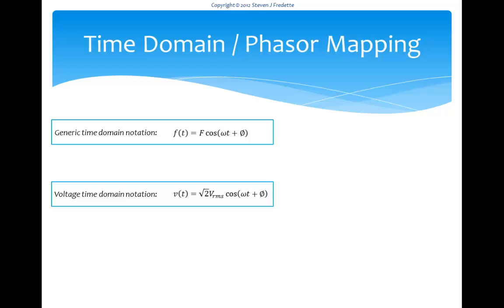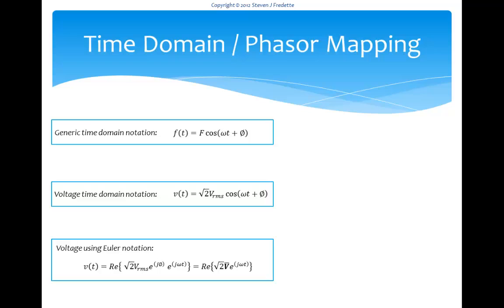phase shift. Again, if we use a cosine reference as shown here, we're going to define phi as a reference of 0, and we'll see that coming up in a graphic shortly. We can write the time domain voltage notation using Euler's notation as shown below. So the final expression in this box is the real part, square root of 2 times the bold V with the bar over it.